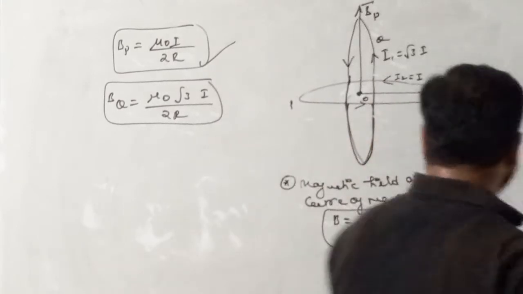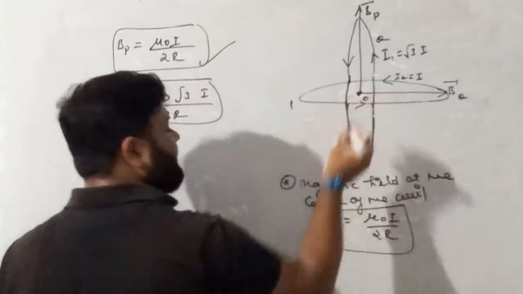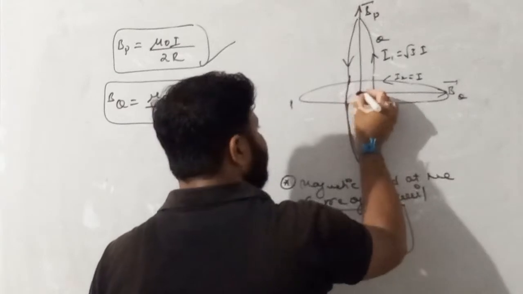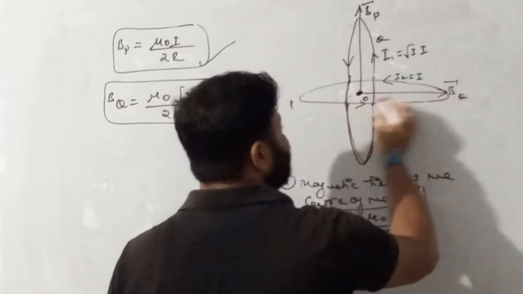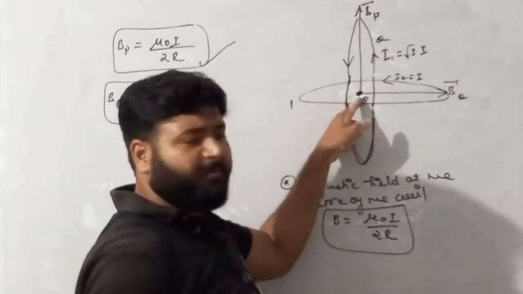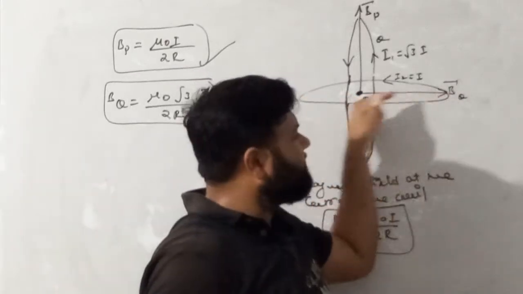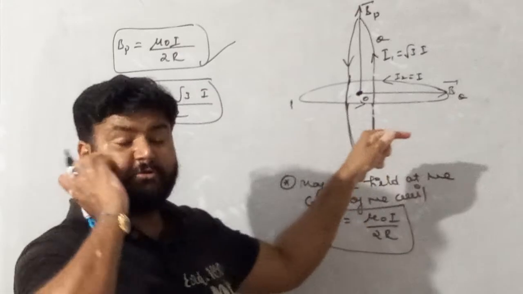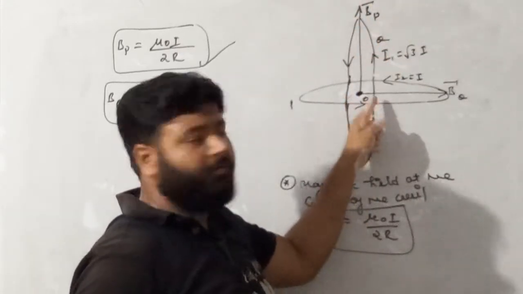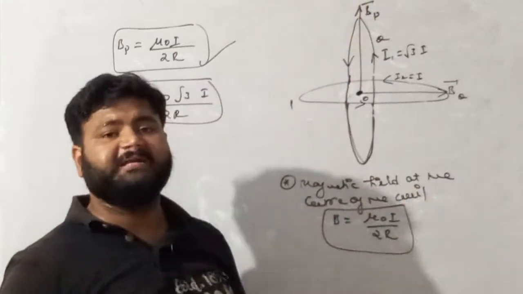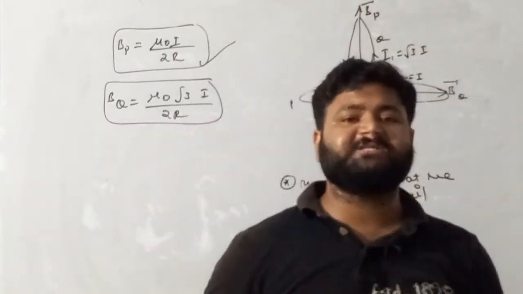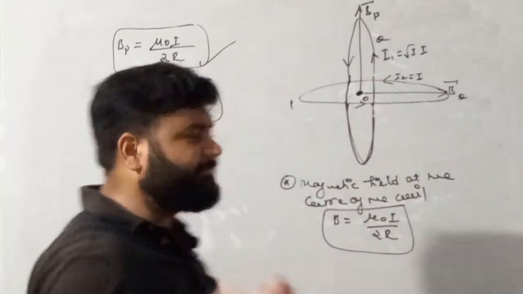Now see, my dear student, magnetic field is a vector quantity, and for any vector quantity at a common point, there is no possibility of two different directions. So here at point O, due to Q the direction of magnetic field is like this, and due to P the direction of magnetic field is like this. So from point O the magnetic field is acting in two different directions, which is not possible. Under this situation we have to find the net magnetic field.